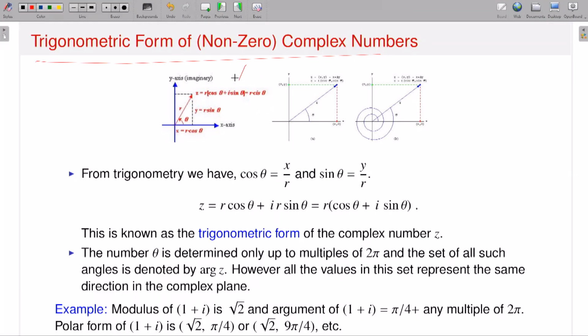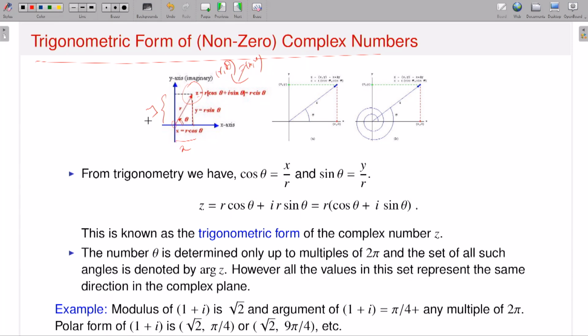Just now I have discussed what is r and what is theta. Suppose this is my point Z in the complex plane, which I can represent as r comma theta. R is the distance from the origin to the point Z, and theta is the angle from the positive real axis to the vector. Now the same point Z I can write as x comma y. If I draw a perpendicular from here to here, this will be my x and this will be my y. So the same point Z I can write x comma y or x plus iy.